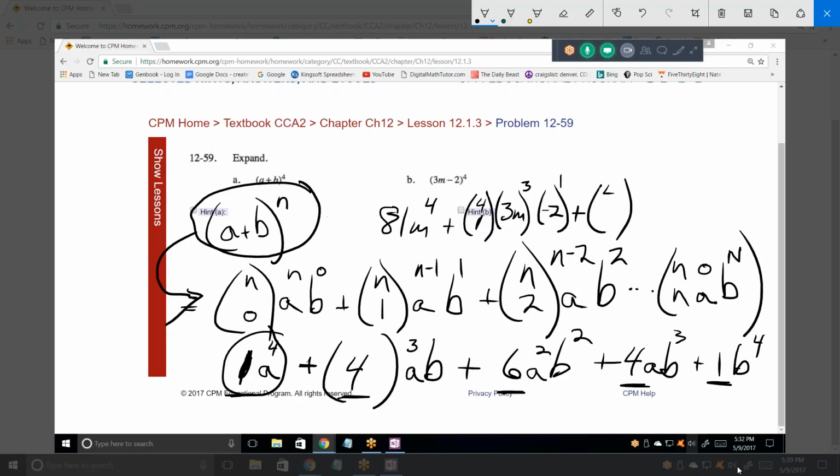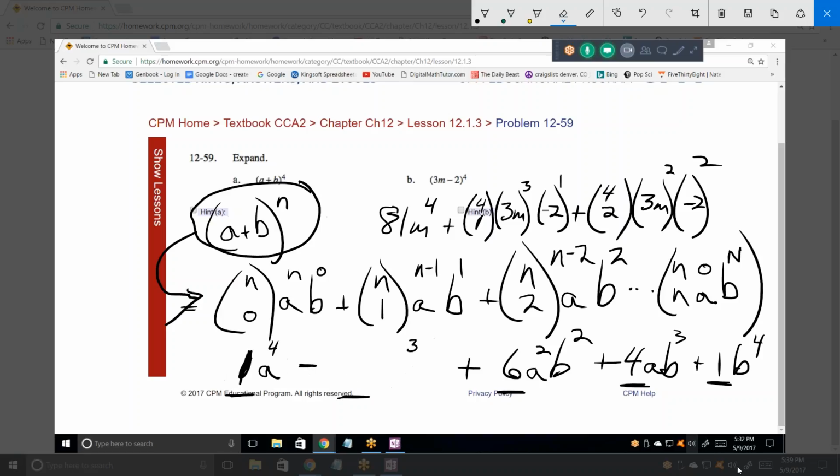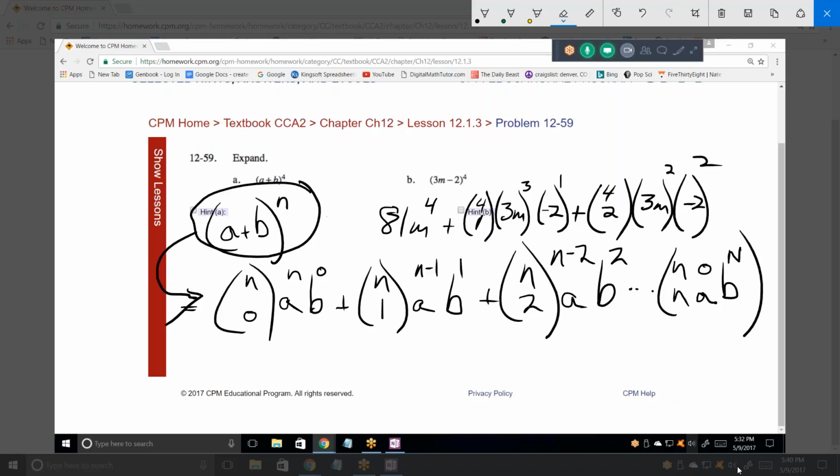What's the next term? Written like this. 4 choose 2, 3m to the 2nd, negative 2 to the 2nd. Notice how important parentheses are here. Super important. Now I ran out of room, so I got to erase something. I'll erase this down here. I'm going to finish this thing down below. Okay? So pick up. What's the next term?